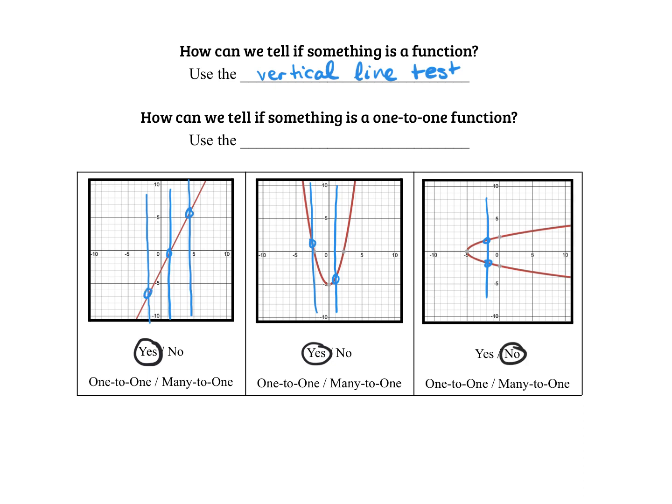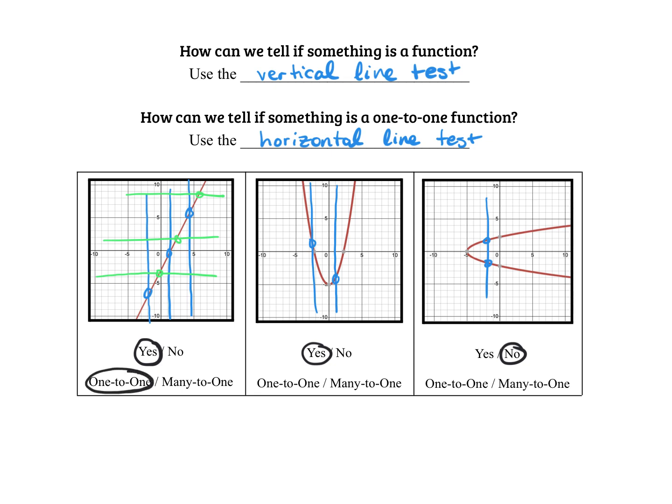Now, once we know if it's a function, how can we tell if it's a one-to-one function? For this, we're going to be using the horizontal line test. We're only using this if we've already determined that it is a function. For the horizontal line test, we would draw a horizontal line at any point, like here, here, or here. And if it only crosses once, then we would call it a one-to-one function. So this first graph is a one-to-one function.